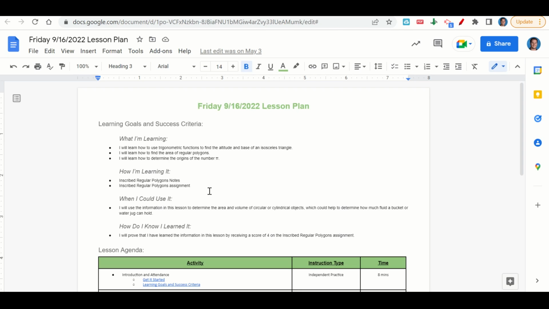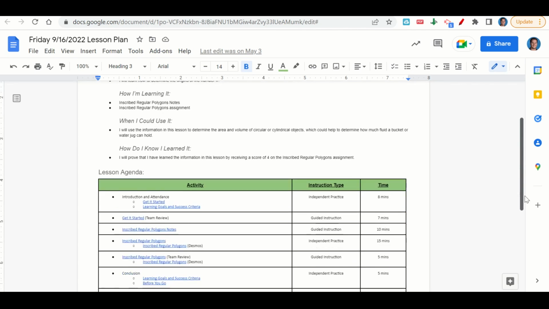How are we learning it? Through the Inscribed regular polygons notes and the Inscribed regular polygons assignment. When can we use this information? To determine the area and volume of circular or cylindrical objects, which could help to determine how much fluid a bucket or water jug can hold. How do we know we learned it? By getting a score of 4 on the Inscribed regular polygons assignment.